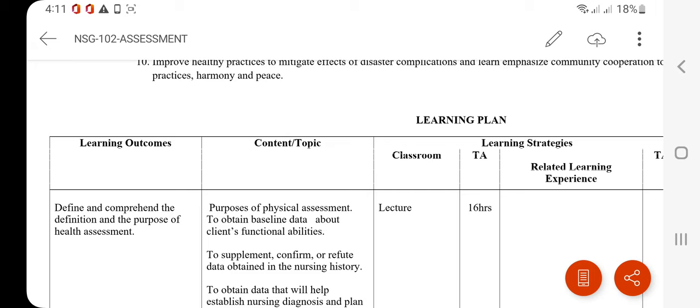I hope you will learn a lot in this course because this will be applied in your skills. Remember, if you have no knowledge on the lecture side, you will have difficulty implementing what you have learned in your skills, because skills is more on the activity, the procedures, how to assess. But the normal and abnormal findings, to understand what is normal and what is abnormal, that is in the lecture side.